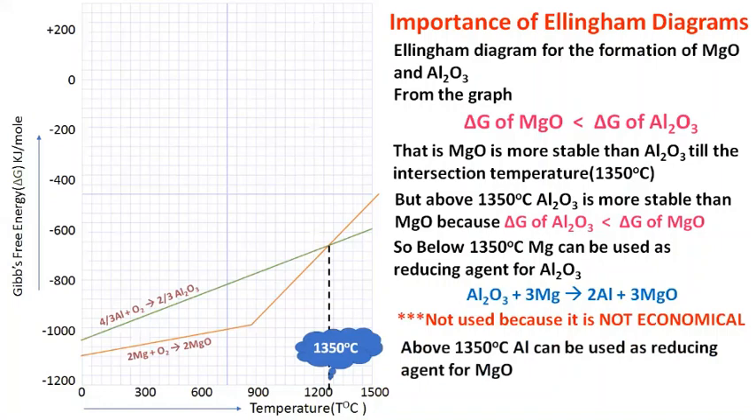But above 1350 degrees centigrade, when the temperature is more than 1350 degrees centigrade, you can see that the line of aluminum oxide is coming down and the line of magnesium oxide is going up. That means that above 1350 degrees centigrade, magnesium oxide is less stable than aluminum oxide, or we can say that aluminum oxide is more stable than magnesium oxide above 1350 degrees centigrade, due to which we can use aluminum as a reducing agent for magnesium oxide to produce magnesium metal.